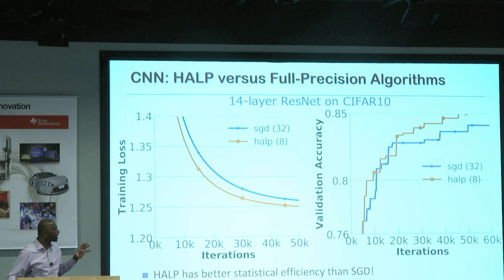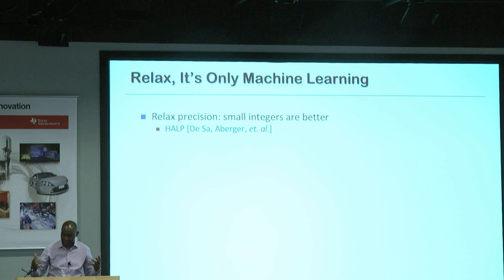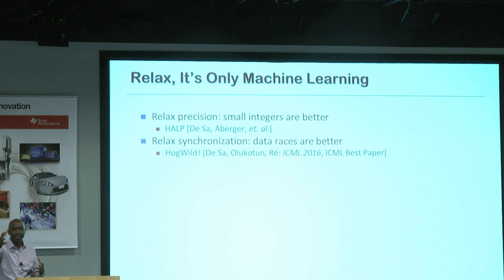And in general, what I tell architects about machine learning is relax. It's only machine learning, and you can play all sorts of games. You can relax precision and use small integers, and things still work. You can relax synchronization and let data races happen, and things still work. You can turn off your cache coherence.